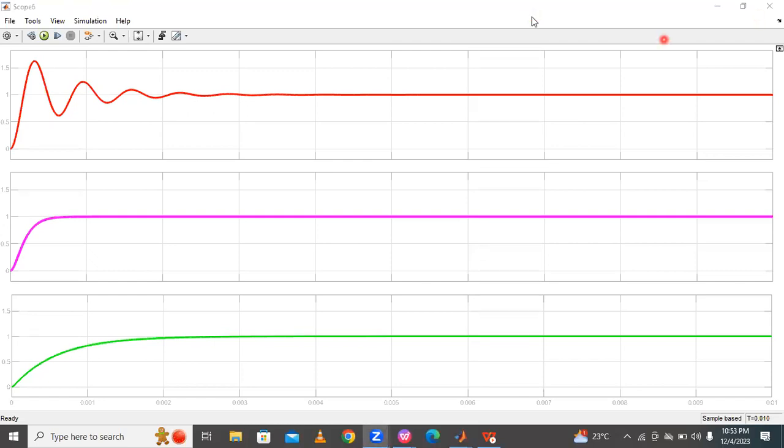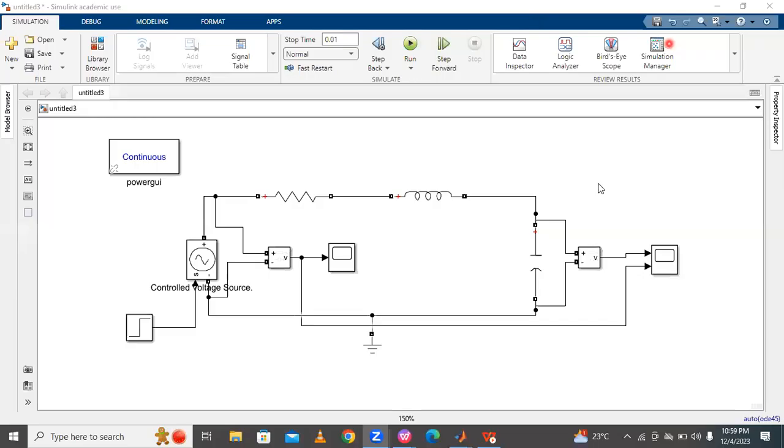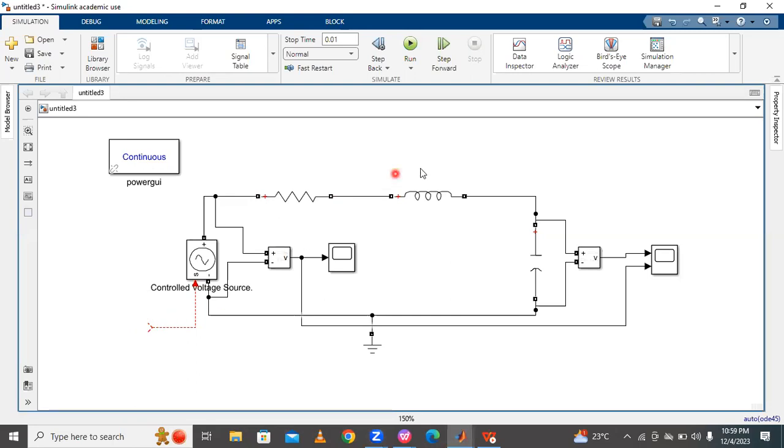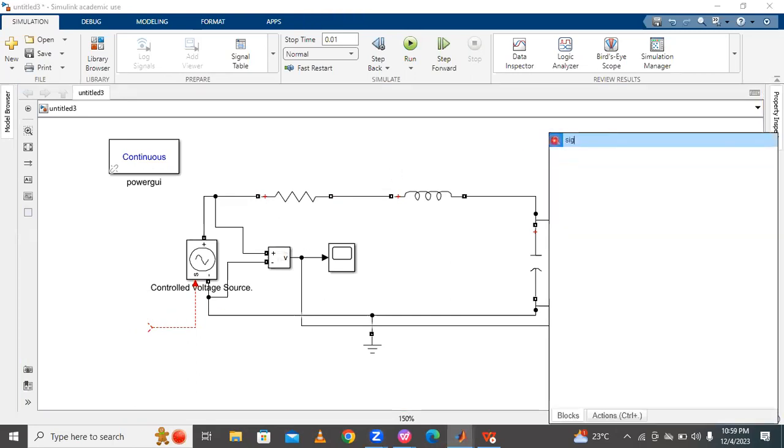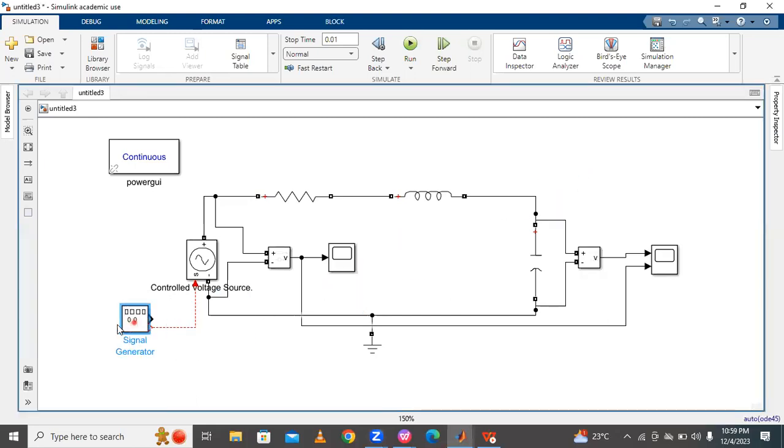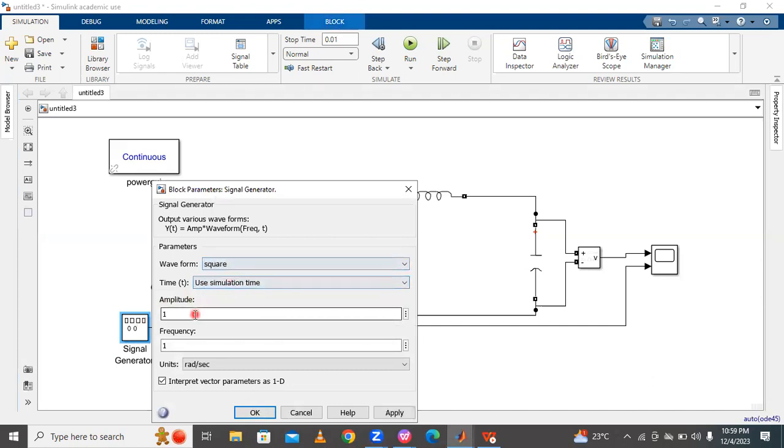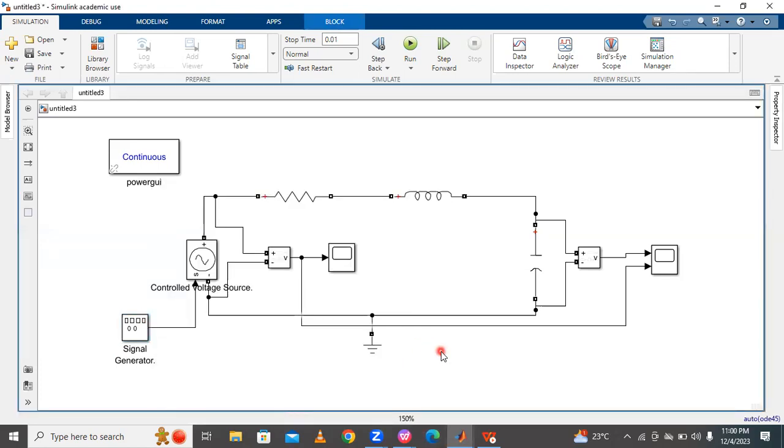Next, scale input. Then what is the response of the system? For the remaining two circuits, now in this circuit delete the step input and take one signal generator and place it here. By using the signal generator we have to give the scale input. Open it, apply scale and amplitude, for example 2.5 peak to peak, positive peak to negative peak. Frequency, for example 100 hertz. Then apply. Then simulate.